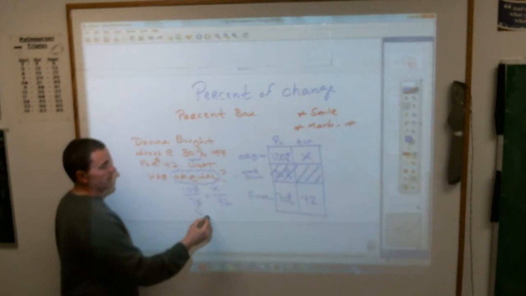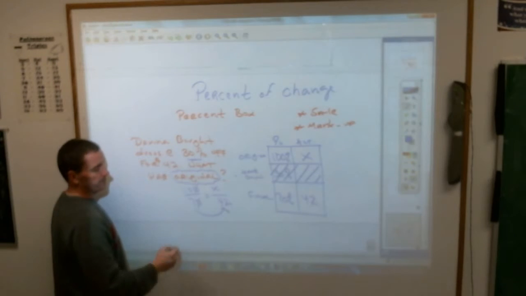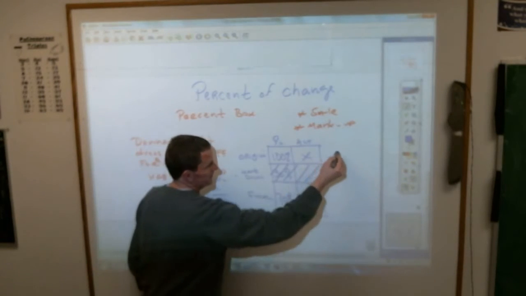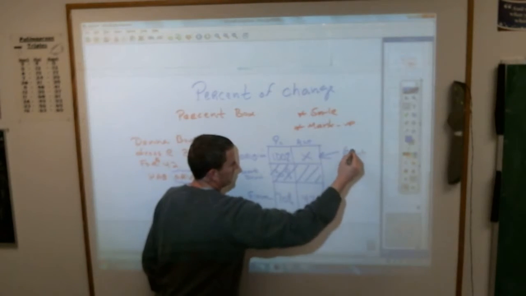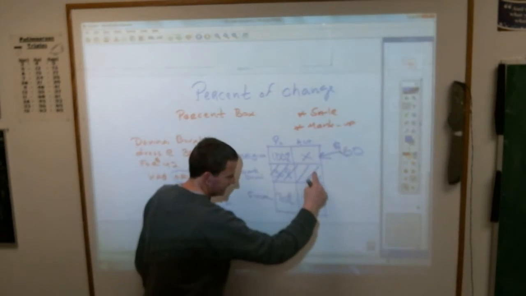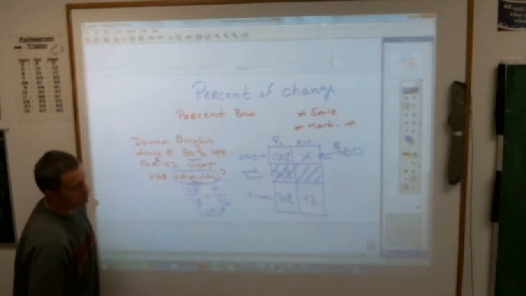And then to go from 7 to 42, I just do what? Multiply by 6, multiply by 6. 6 times 10 is 60. The original cost of the dress was $60. She got to take $18 off, and the final price was $42.